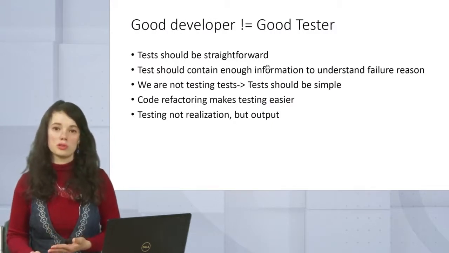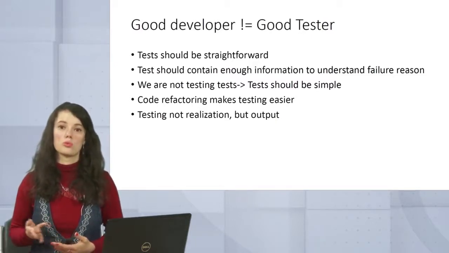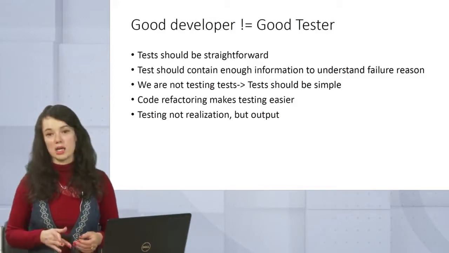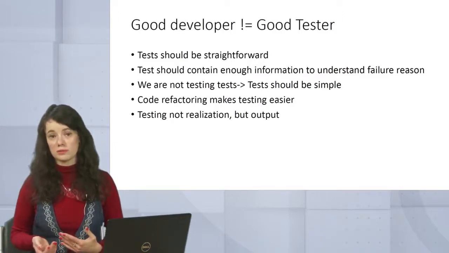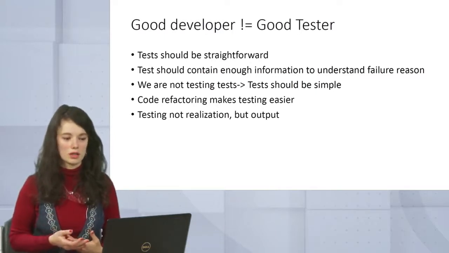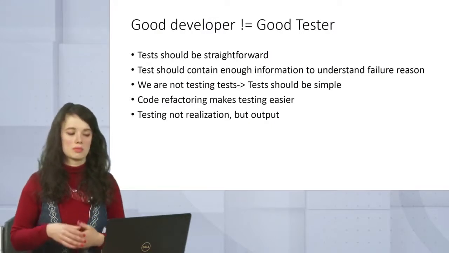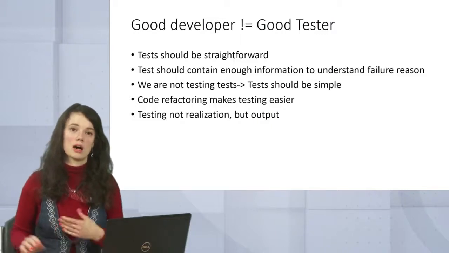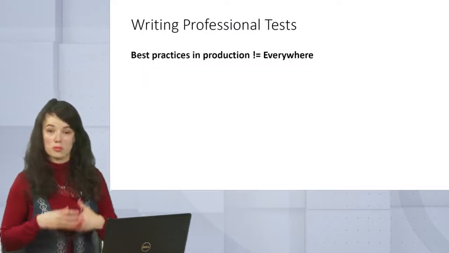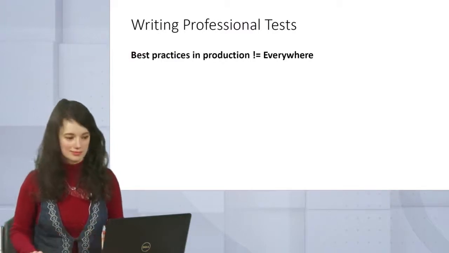Tests also should be simple because we are not testing tests. And when tests become too big or too complicated, or maybe in the worst case spaghetti, maybe you should start refactoring your code, and refactoring code makes your tests easier. And the main rule for unit testing: you should test not the realization but the output. That is what the tests are for. So, best practices in production do not work elsewhere.